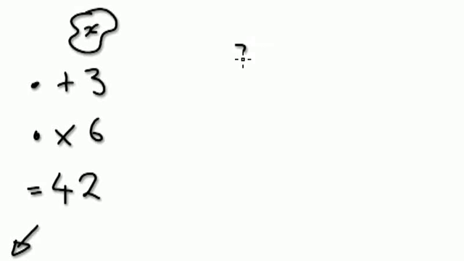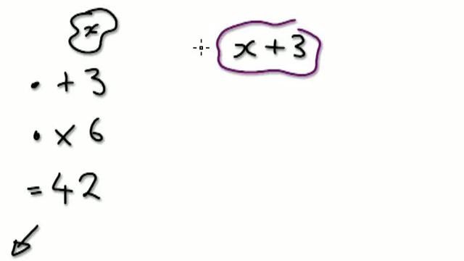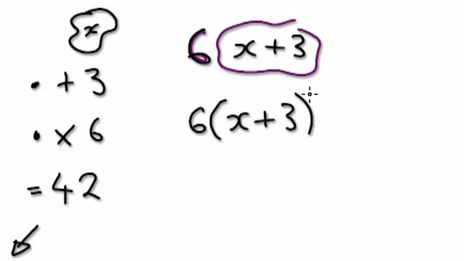So I'm thinking of a number. I'm going to add 3. Now I need to know all this first, and then I got it times by 6. So here you would need brackets here, because, hang on. So here it should be this.